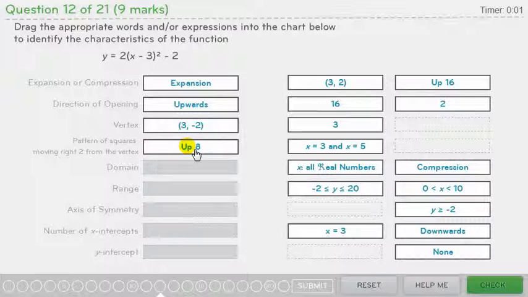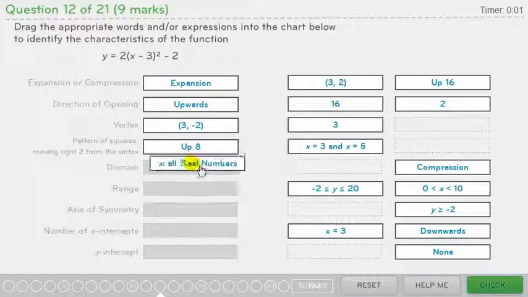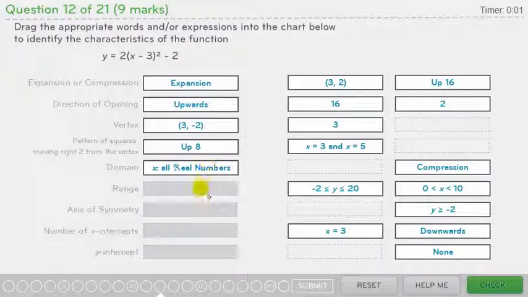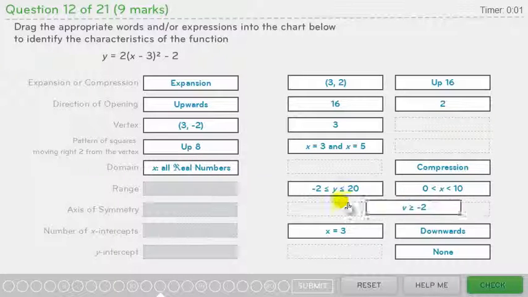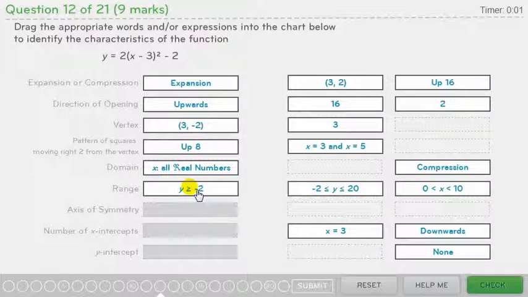Next, the domain. The domain for any quadratic is always x is all real numbers. The range. Notice that our vertex is at (3, -2), and it's opening upward, so the minimum point would be at negative 2, so we know that y must be greater than or equal to negative 2.